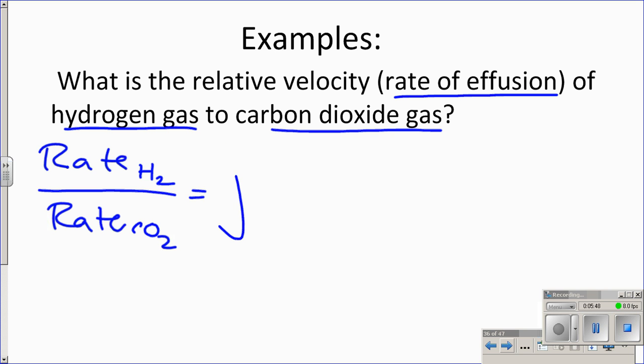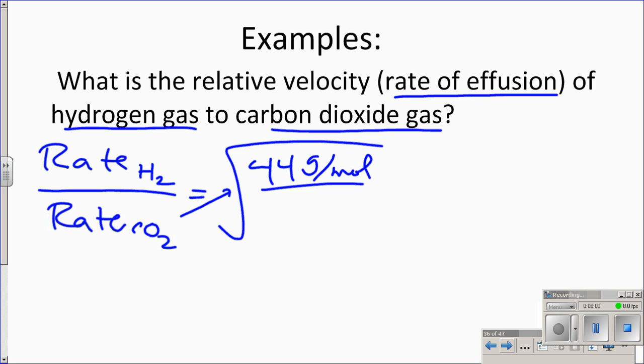Square root of molar mass of CO2. So the top one is the molar mass of CO2, which is 44 grams per mole. You just added carbon plus 2 oxygens. And then over the molar mass of hydrogen gas, which is 2.016. So you're just doing crossways: hydrogen gas is in the denominator here, carbon dioxide's mass is in the numerator here.